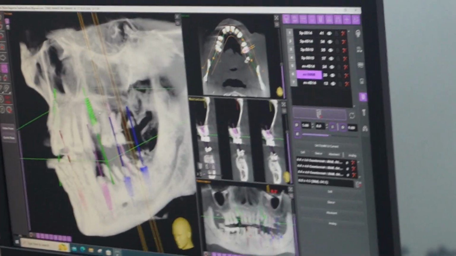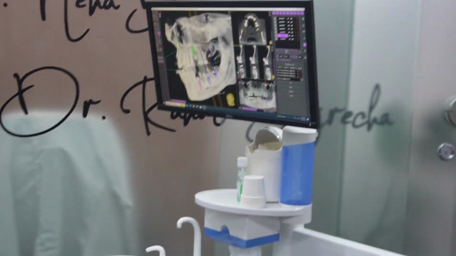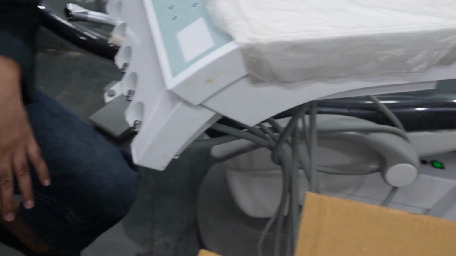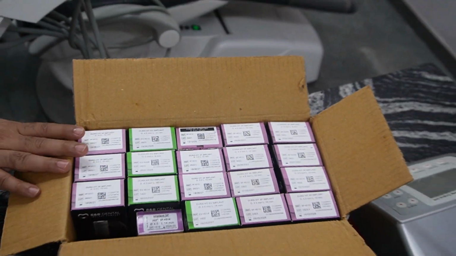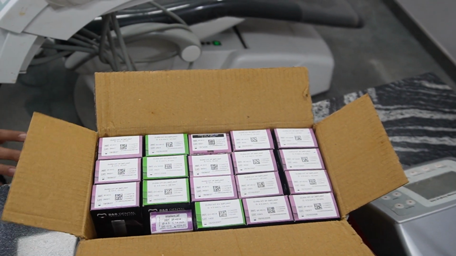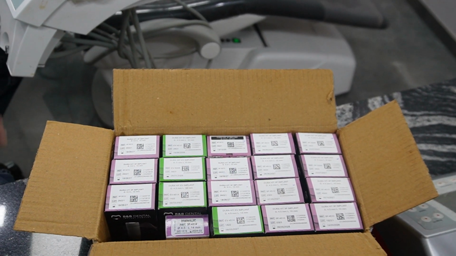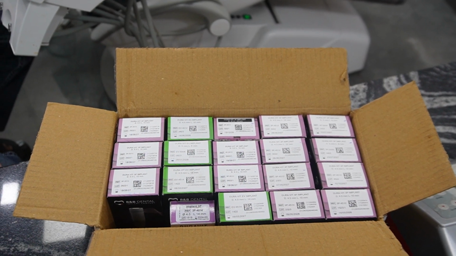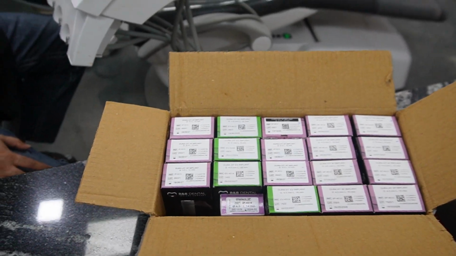So all the sizes of implants are available here. We're going to use 6 implants. Some of the implants are for one more surgery which I'm planning on Monday, but we do have spare sizes also available, and most of the implants which I'm going to place are as per the digital planning. This has eliminated all my guesswork, and now the surgery has become predictable.